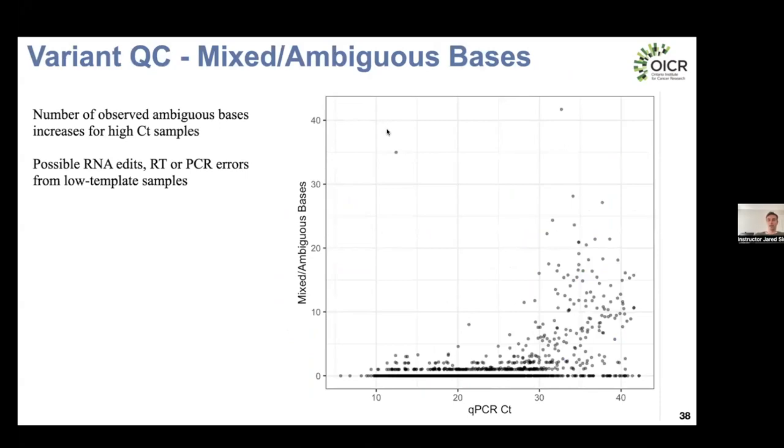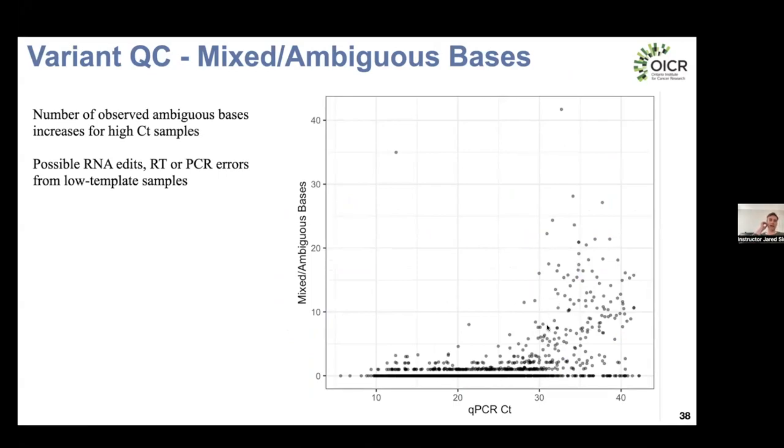So one of the main QCs that we performed is by counting the number of mixed or ambiguous bases as a function of our qPCR CT value. And just like genome completeness, we see this relationship between CT and the number of ambiguous bases in our genome.